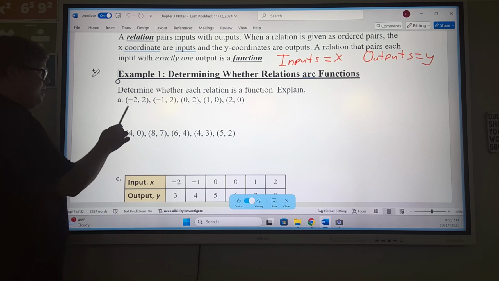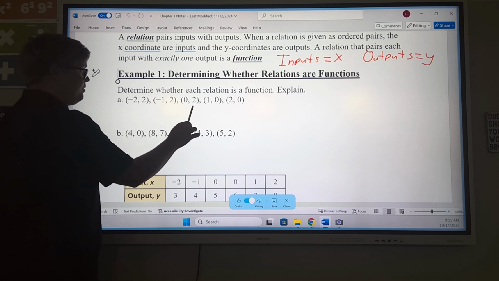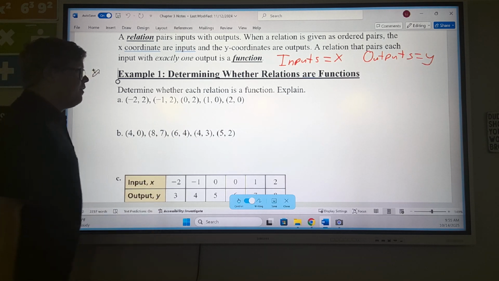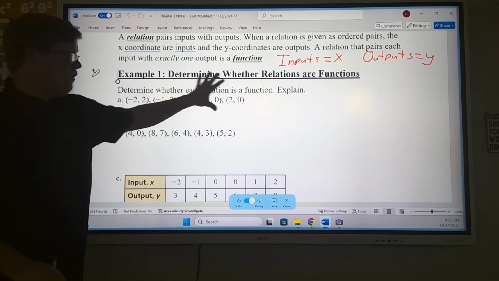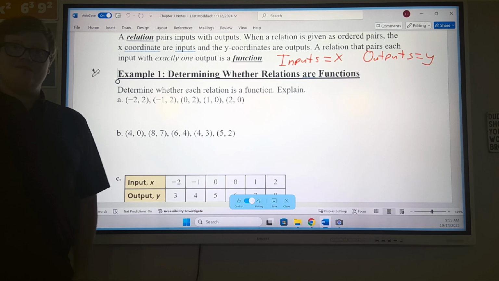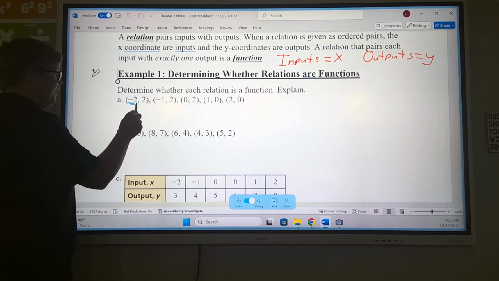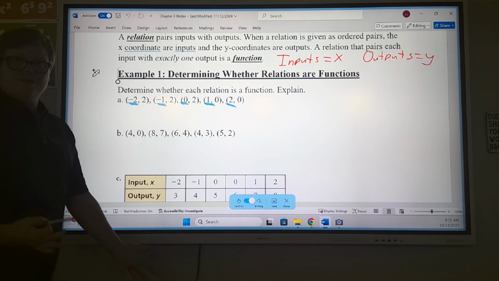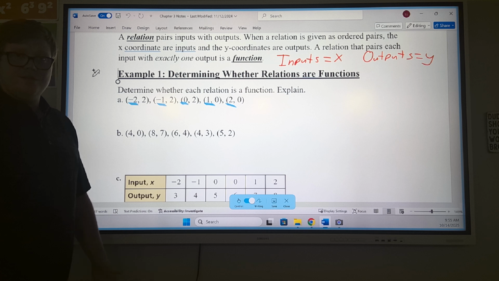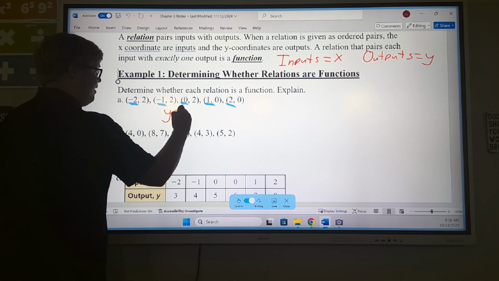So we look at part A. We have -2, 2, -1, 2, 0, 2, 1, 0, or 2, 0. Those are all ordered pairs, right? We have to determine whether this set of pairs is a function or not. So all we have to do is look at our x's. We have -2, -1, 0, 1, and 2. Are any of those x's the exact same number? No. Since they're not, this is a function.